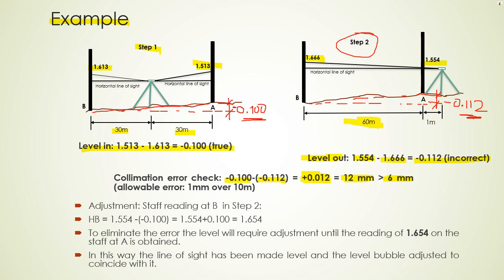If the level has no error, then you should have another reading at point B. You should have another reading at point B. If the level is adjusted, that value should be 1.654. So use the formula in the previous slide.